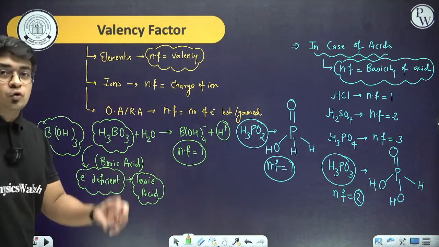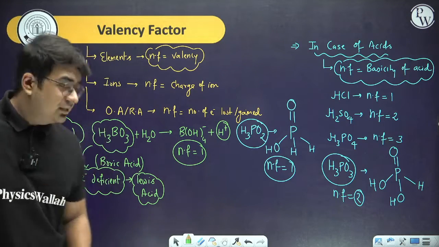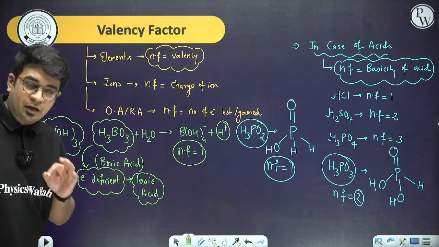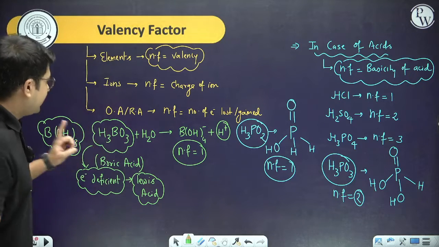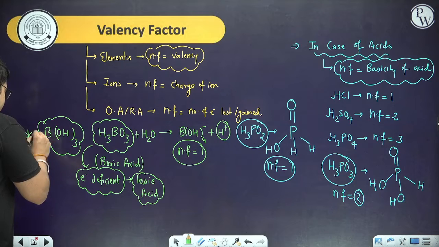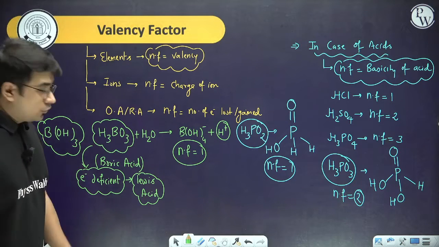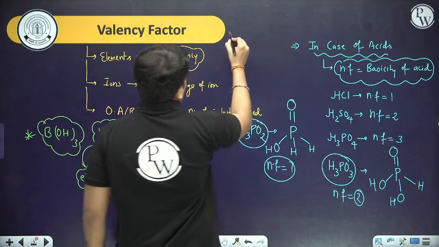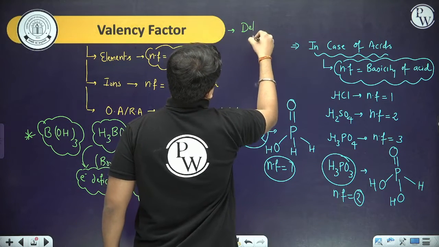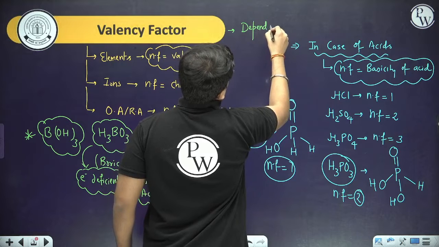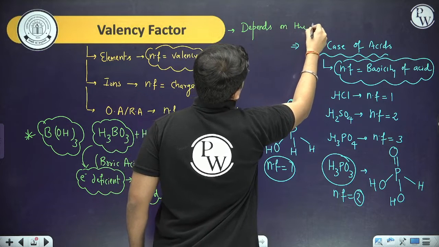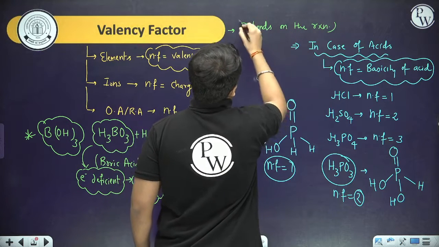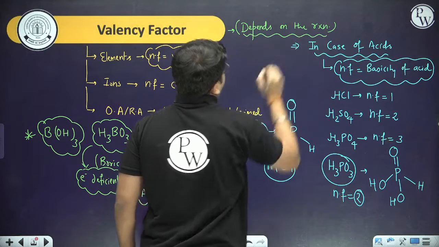So it's a weak monobasic acid. And which type of acid? Generally Lewis acid. I hope this entire part is clear. So it's a very interesting theory related to the boric acid part. Now, I told you that N factor always depends upon the reaction. Always remember, it depends upon the reaction.